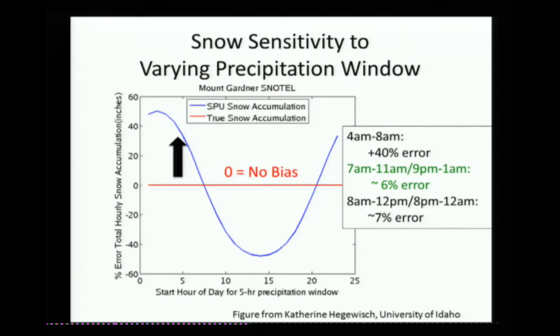And then the smallest errors can be found right here, if we disaggregate the daily data to hourly at 7 a.m. to 11 a.m. Or conversely, 9 p.m. to 1 a.m.